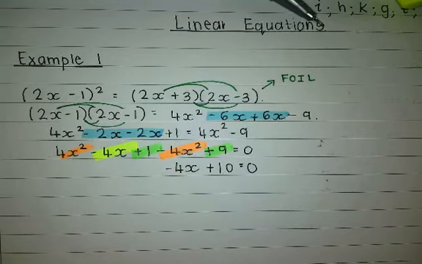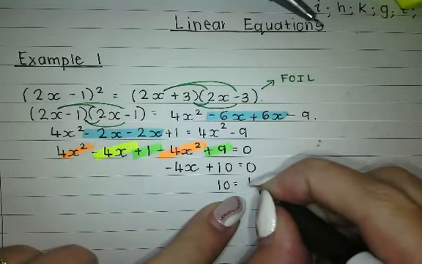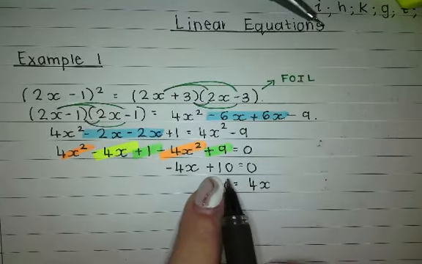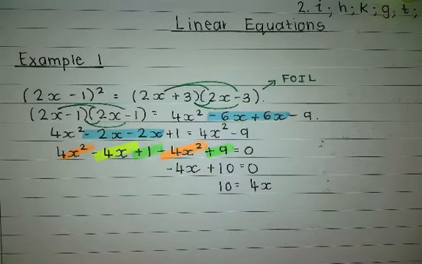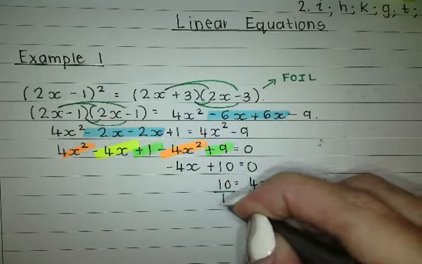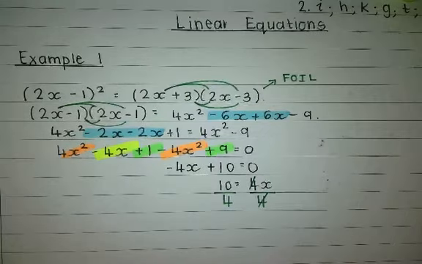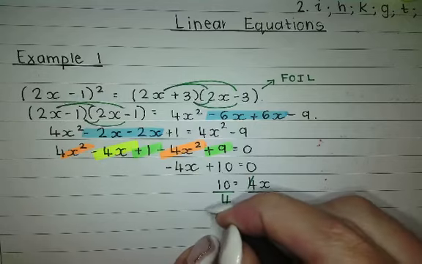Now from here you're more than welcome to take the 10 over, or you're more than welcome to take the negative 4 over. I'm rather going to take the negative 4 over to make it positive. So I'm going to have 10 is equal to 4x. Now remember, if you took the 10 over, it would become a negative 10. Then you just have to divide both sides by negative 4. In order to get x on its own, I divide both sides by 4. 4 divided by 4 is 1, so it doesn't cancel, it just becomes 1. x is going to be equal to 5 over 2.